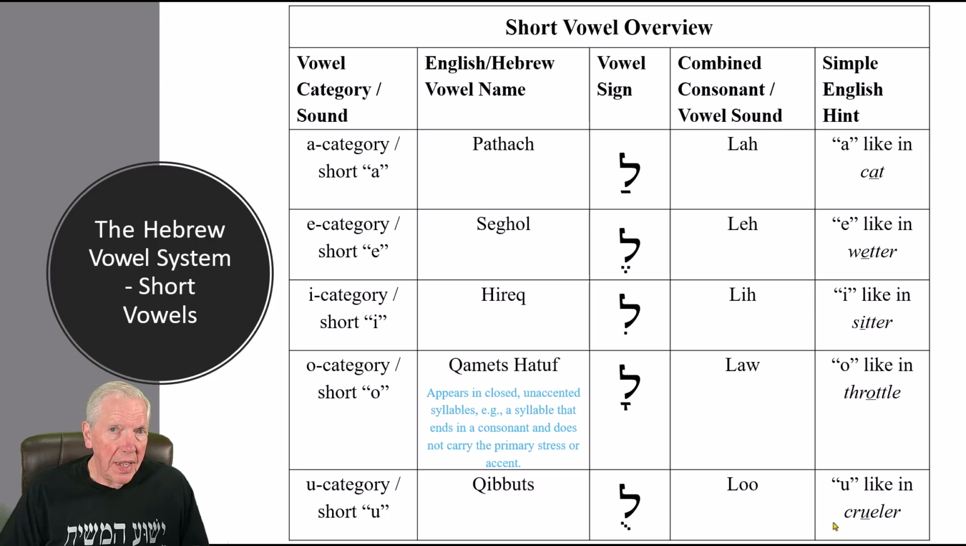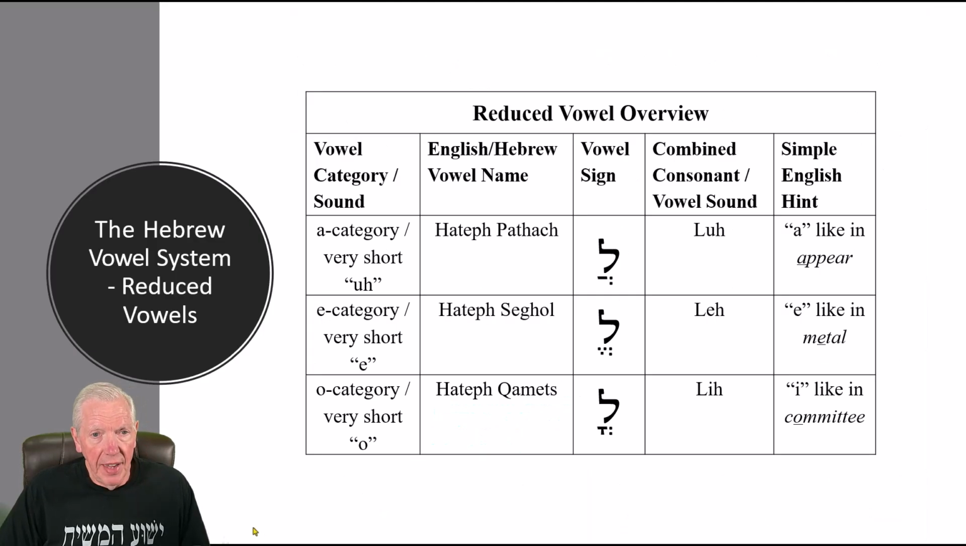Now we have a funny thing called the reduced vowel. There's an A category, an E category, and an O category. These are very, very short in their pronunciation. And so here's the thing. They pick up the regular Masoretic vowel symbol, like under there, the hatef pathak. It's got that ah sound, but you also see those 2 dots there. We're going to talk about those 2 dots in a minute.